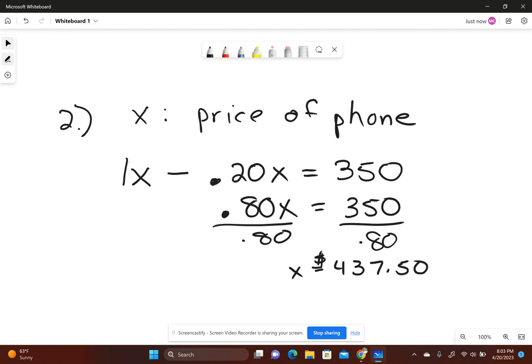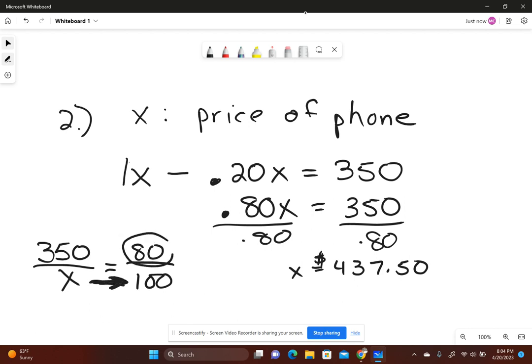Now, for those of you who like percent proportions, you could say, well, again, I don't know what the 100% of the phone was. I don't know what the original price was, which is the 100%. But I know that 80% of it was $3.50. So that proportion will give you the same answer.